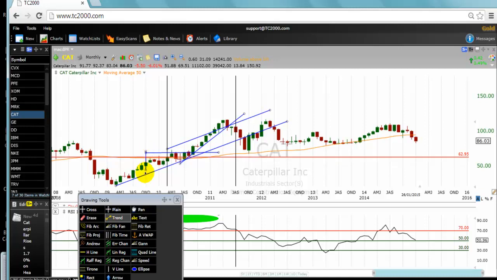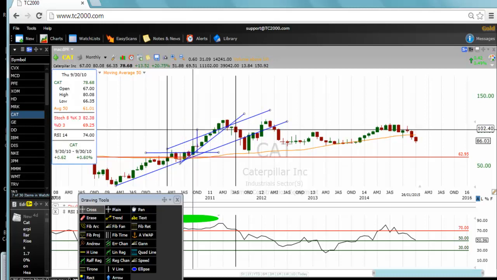Remember the triangle, how we do it? There was this triangle here. Then we project it to the upside like this. First target, all right?